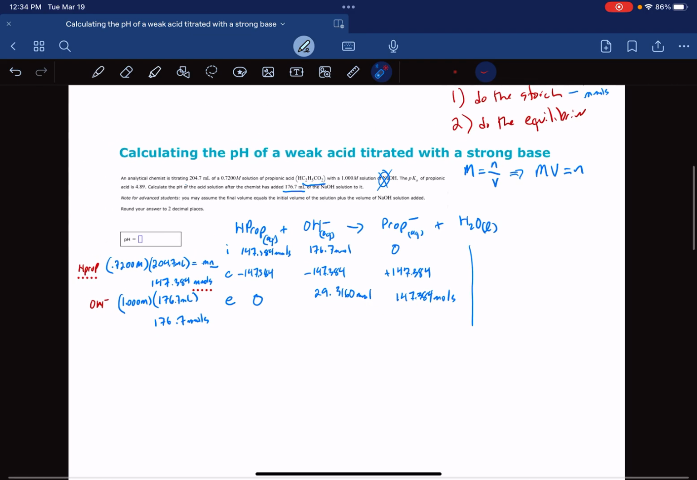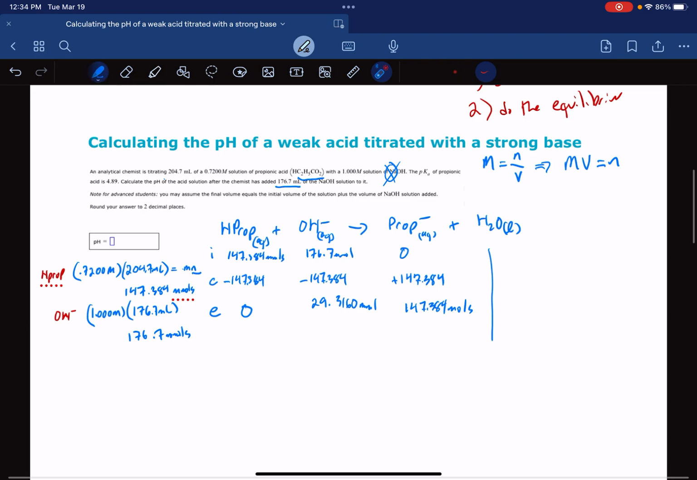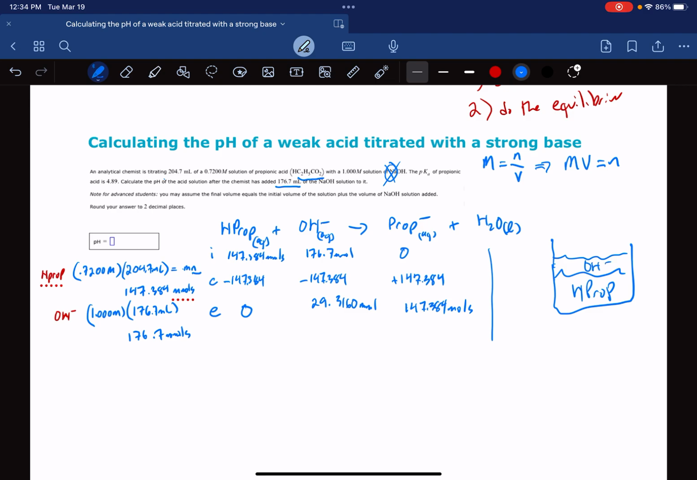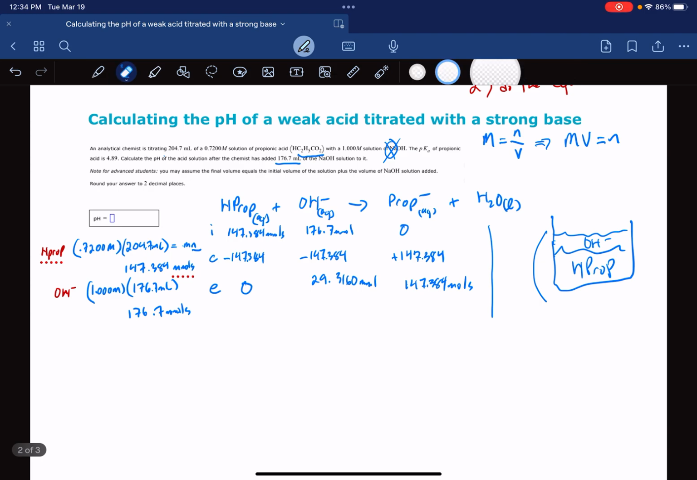Now, here's what's really important, is that when we do this, we've added together our two volumes. So we have in here the original H prop, right? And to that, we added in a bunch of OH minus. We have to account for the new volume because when the only thing we have left is our OH minus, what we want to do is figure out its molarity, and then if we take the negative log of that, we're going to know our pOH and then our pH, because that's the only thing that's left in solution. So we have to add the two volumes together.